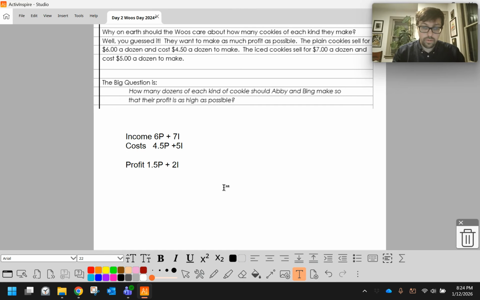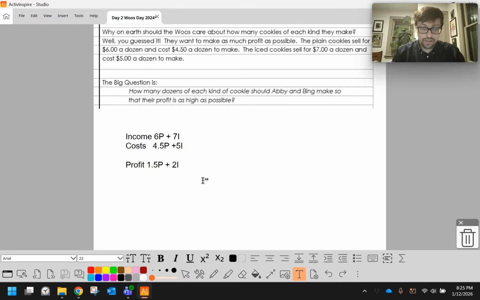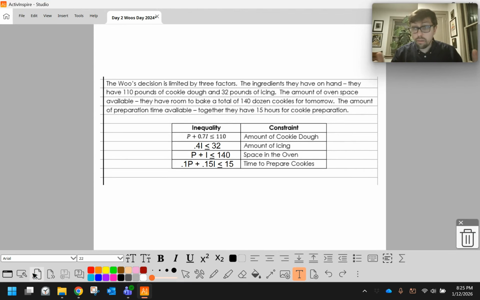Now, unlike the ones on the previous slide, where I was able to make the other side of the equation, there really isn't another side of the equation for this. It's really just straight profit. There's no limit on how much profit the Woos are going to make. They're going to try to make as much money as possible. So I don't get two sides of the equation for this. We just get one side because there's this odd profit thing that's not being constrained, unlike all these things over here that are being constrained. They only got so much time, they only got so much cookie dough, they only got so much space in the oven.